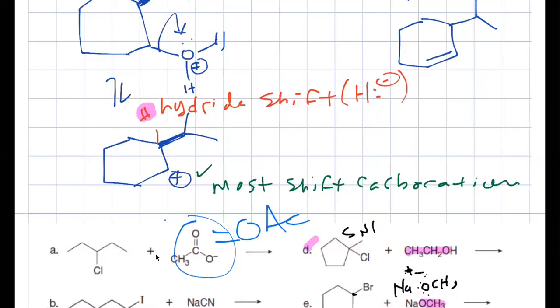So what happens in this case is this, right? So this bond migrates to here. So that's going to give you a different intermediate. It's going to give you this intermediate where the plus charge is now on this carbon, and then that hydride moved to here.